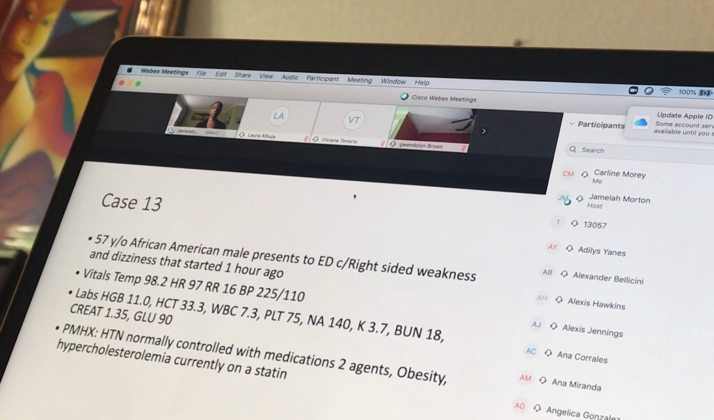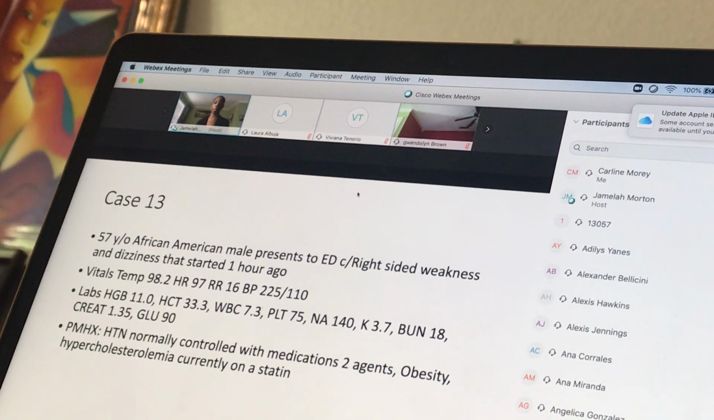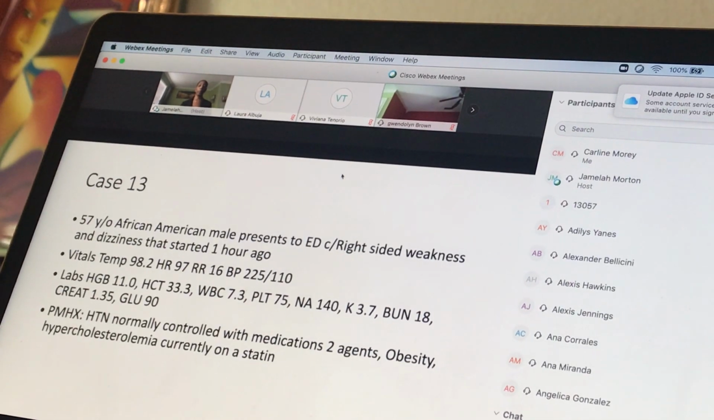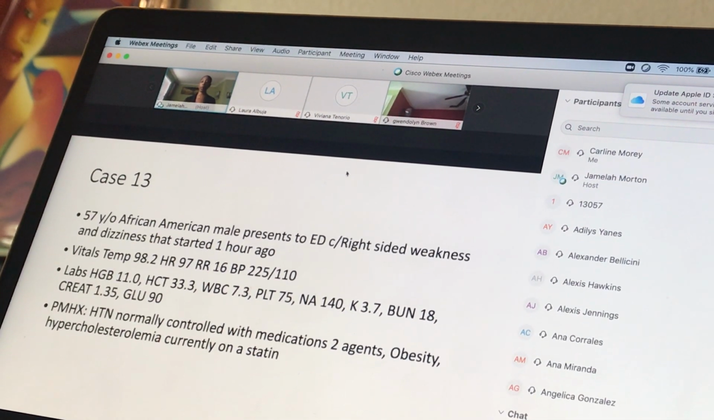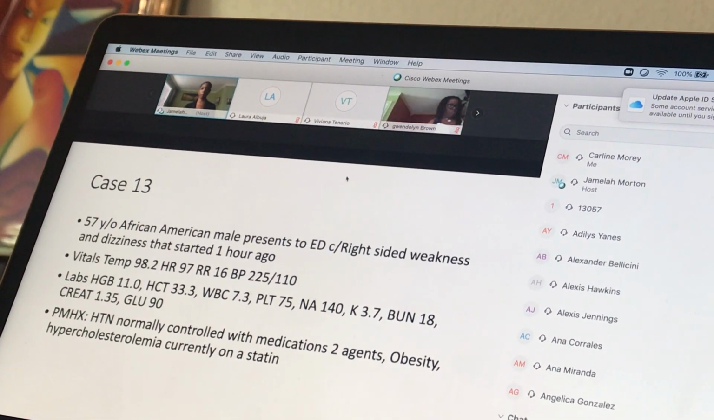Case 13, 57-year-old African-American male presents to the ED with right-sided weakness. Dizziness started an hour ago. Temperature 98.7, heart rate, respiratory rate is 16, BP is 225/110. These are all my ER nurses who are going to jump at this one. They see these like every day. Okay.